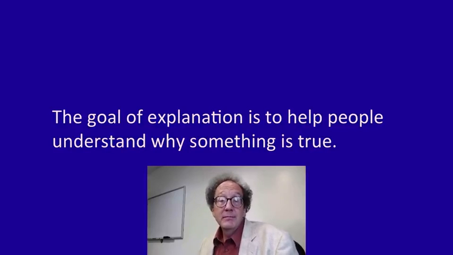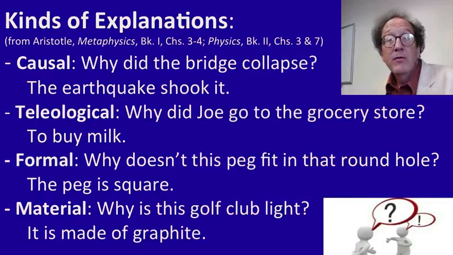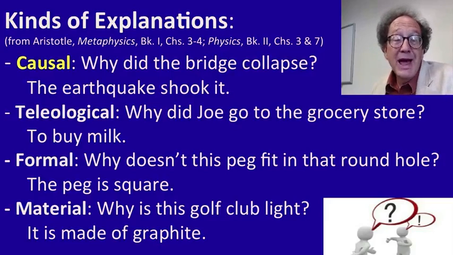There are actually, according to Aristotle, 4 different types of causes, he would call them, but we would probably call them explanations. The first, he called efficient causation. We'll just call it causal explanation. And that tells you why something happened. Why did the bridge collapse? Because there was an earthquake. That explains why the bridge collapsed.